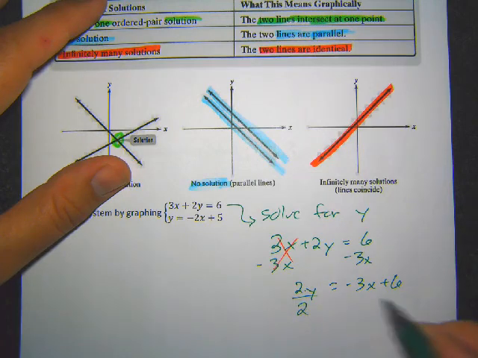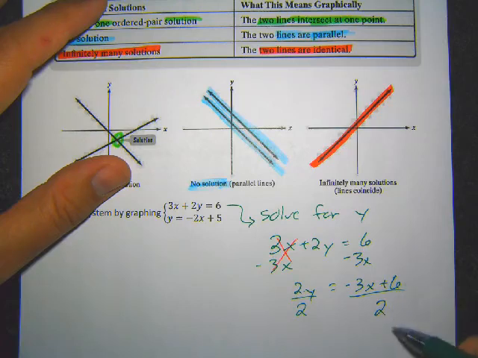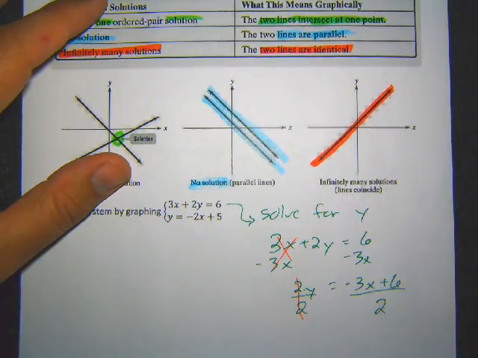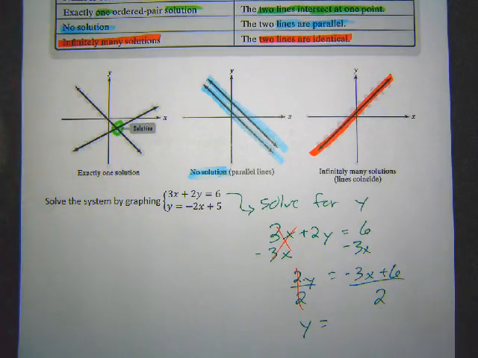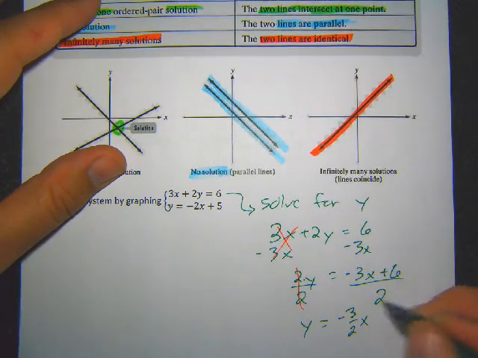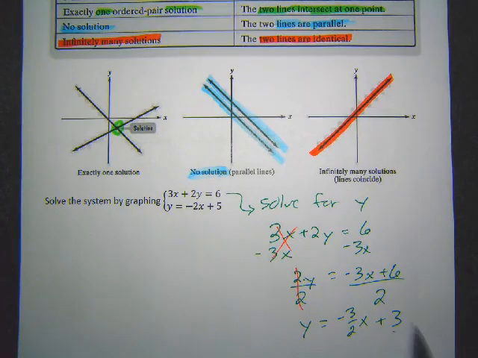Make sure when you divide by 2, you divide everything on both sides by 2. I always get people that try and divide just half of this side. Since I divide this whole side by 2, I have to divide this whole side by 2 as well. So here the 2's cancel, that's why I get y by itself. Over here I get negative 3 divided by 2, which is a fraction, so I get negative 3 halves x. Here 6 divided by 2 gives me 3, so I get negative 3 halves x plus 3. Okay, so that's the equation I'm going to graph.